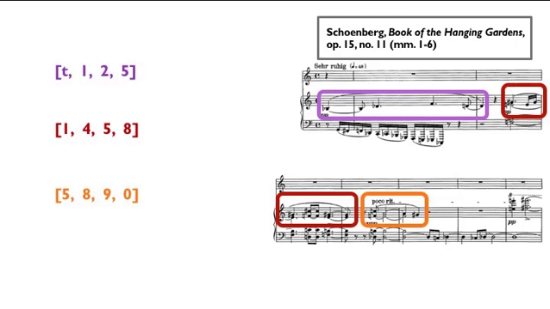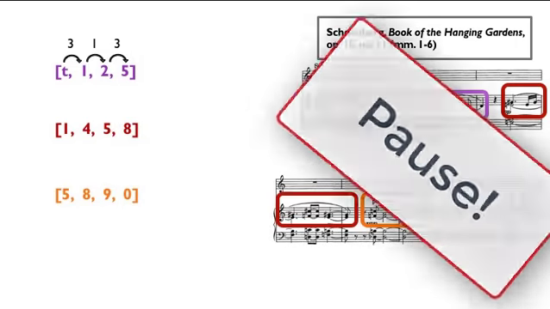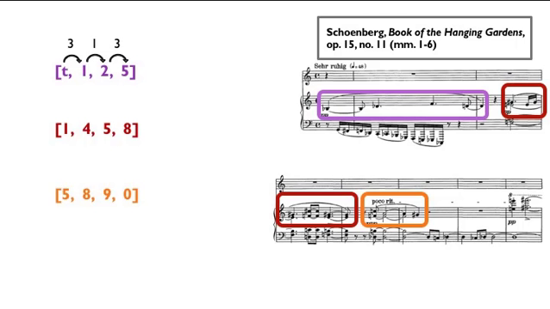Again, we can see each of these sets shares the intervallic pattern of 3 semitones, 1 semitone, and 3 semitones between the pitch classes. Take a moment to do the math on your own to discover the interval of transposition between the first and second set, and then between the second and third set. If you found the levels of transposition to be T3 and T4, then you would be correct.